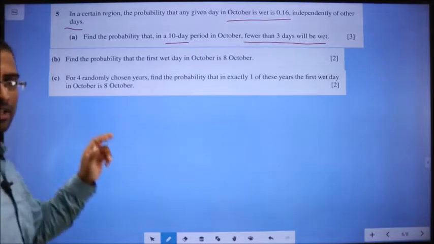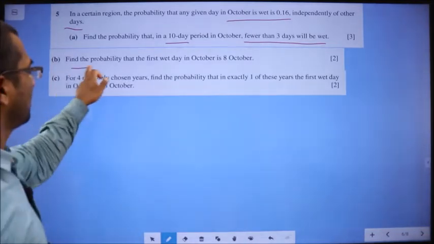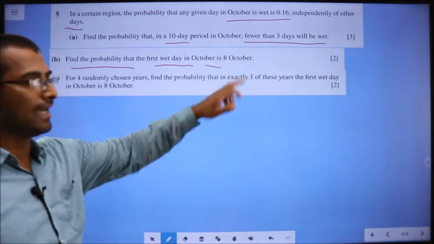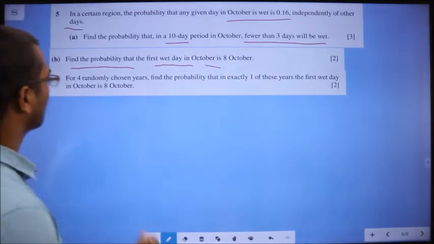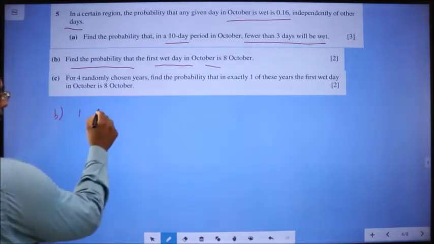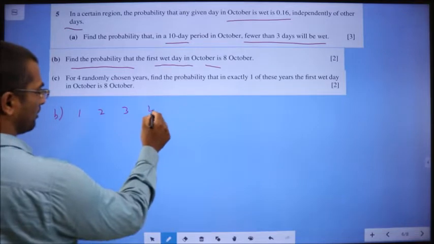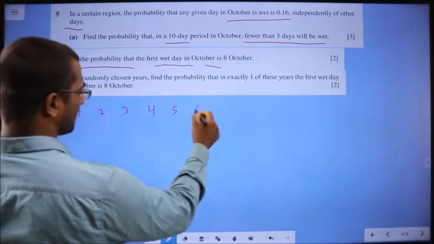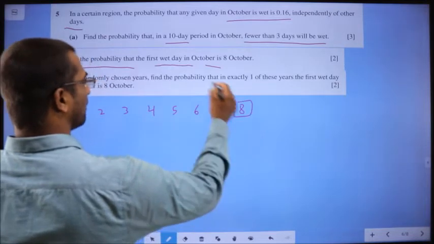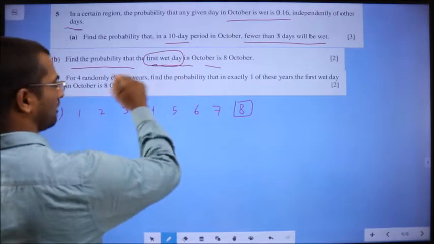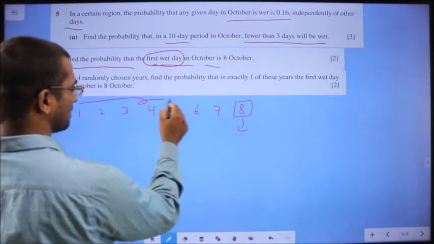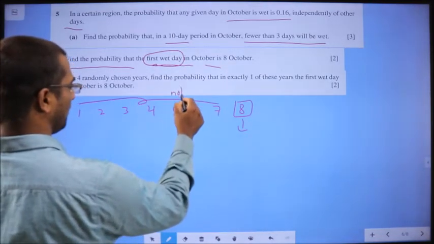The B1. Find the probability that the first wet day in October is 8 October. That means 1st, 2nd, 3rd of October, 4th, 5th, 6th, 7th and 8th. First wet day should be on 8th. That means all these days before should not be wet.